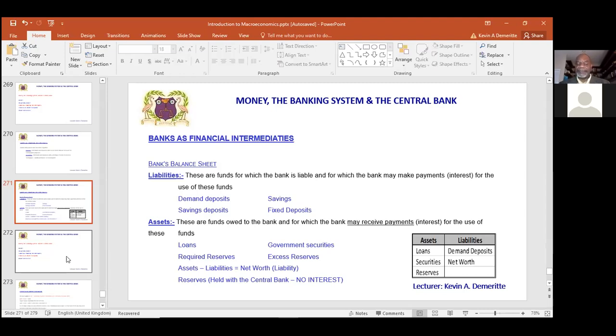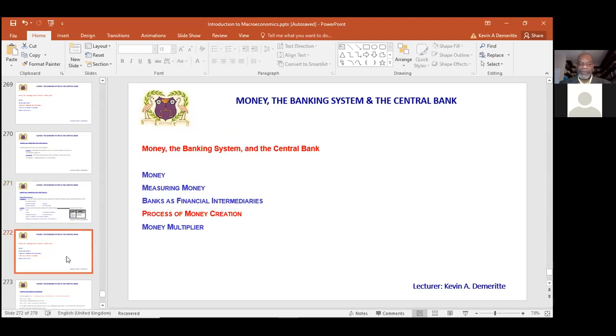All right. Now, accounting identity. Total assets minus total liabilities is called your net worth for any company, including banks. So in its very simplest form, a commercial bank balance sheet consists of its assets, loans, securities, and reserves, and its liabilities, its demand deposits, and the difference between the two is what they call its net worth. Net worth can be both positive and negative for obvious reasons. And we do have a note here that reserves held with the central bank don't pay any interest.